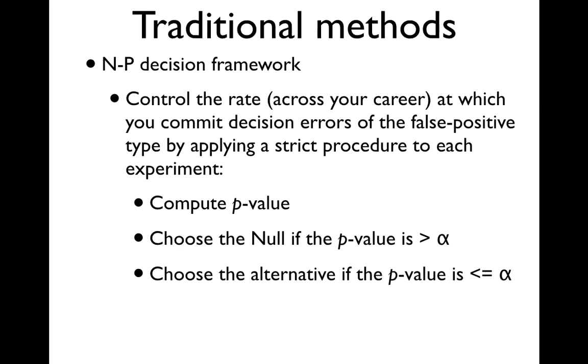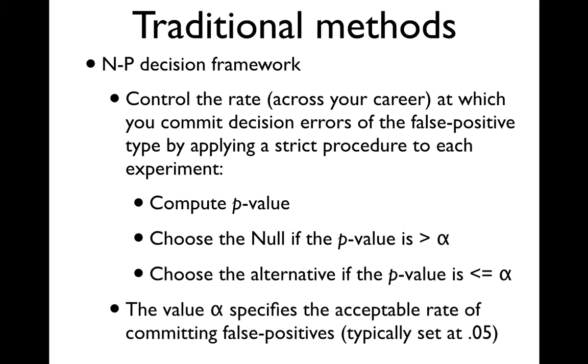And you choose the alternative if the p-value is, sorry, you choose the null if the p-value is greater than alpha, and you choose the alternative if the p-value is less than or equal to that critical value. And of course, the value of alpha specifies the acceptable rate of committing false positives, typically set at 0.05. Although in physics it's set at like 0.00001, 6 sigma.